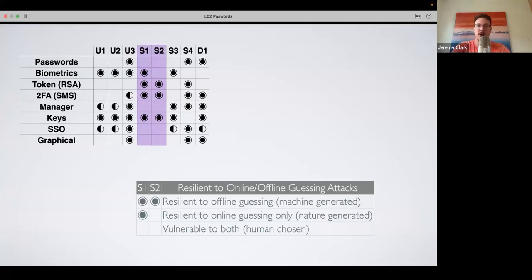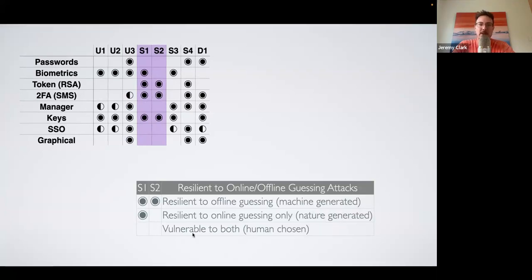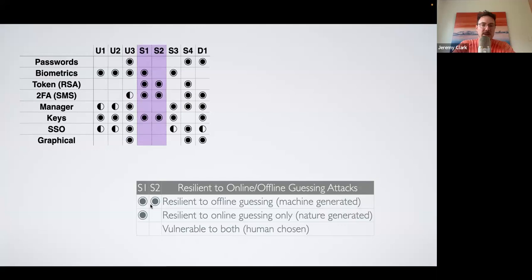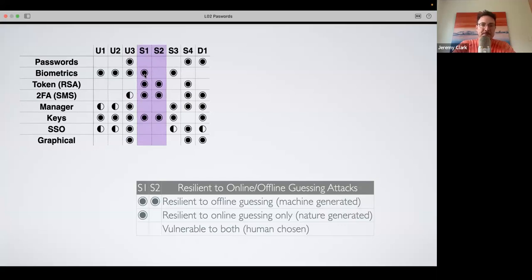S1 and S2 were resilient to offline or online guessing. Basically, if it's machine generated, we'll give it a dot for both. If it's generated by nature, like random, like a fingerprint, we'll give it one. And if it's a human chosen thing, like those PINs in that heat map that we saw, then we're going to say that it's not secure against guessing attacks. So passwords are human chosen, so they're not secure. Biometrics are nature chosen, so they're sort of secure. They have medium levels of entropy.